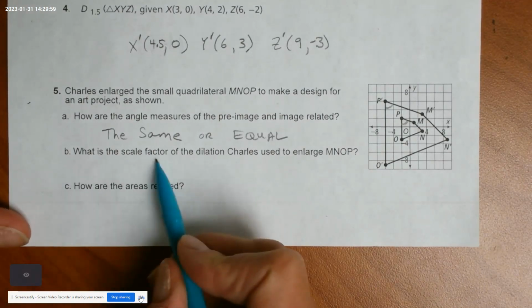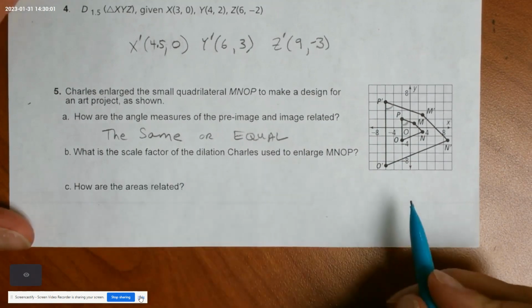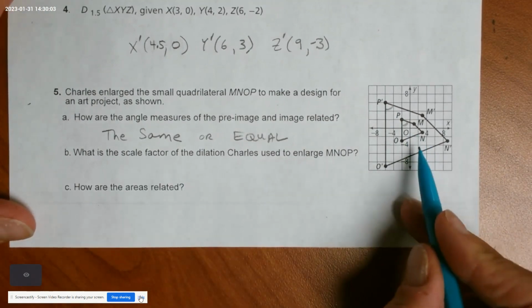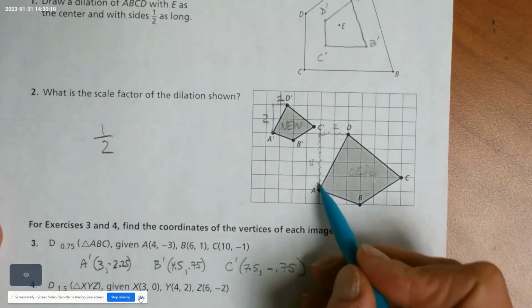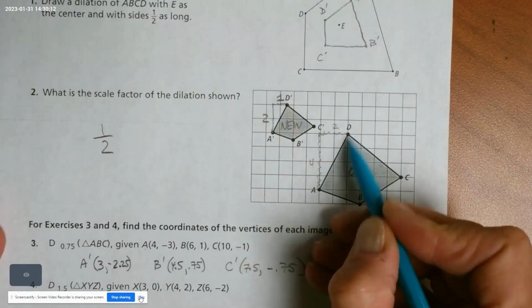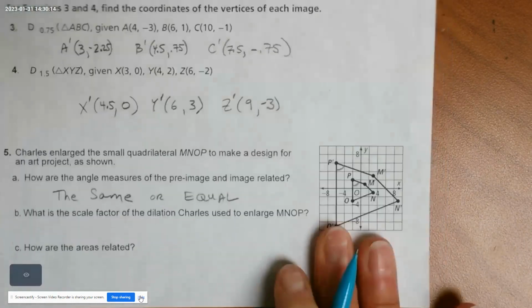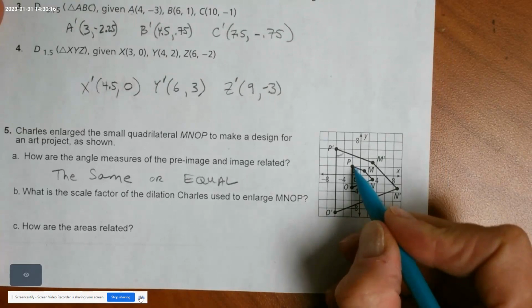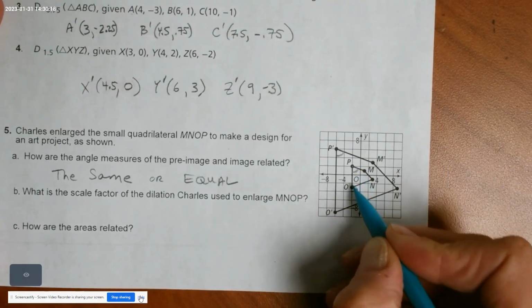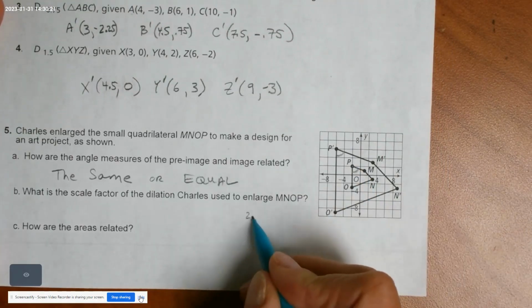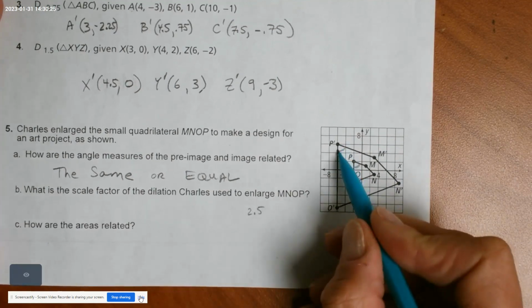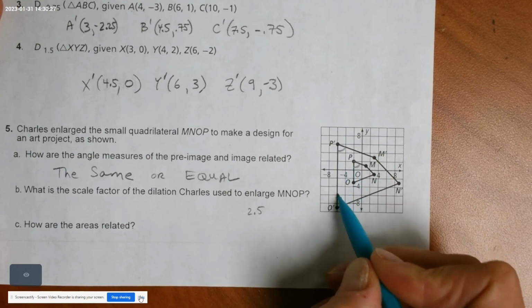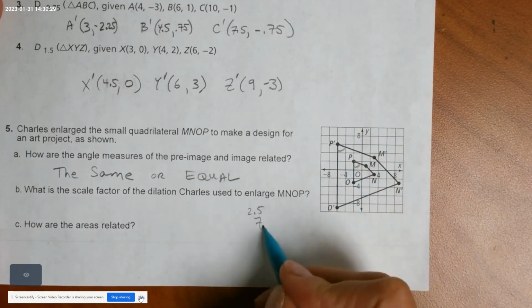It says, what is the scale factor of this dilation? So notice this has actually a nice line PO to use to calculate that, unlike this one here where we kind of had to do the vertical and the horizontal because this is slanted. Okay. With this one, we can just count from P to O. That is 1, 2.5. Write that down. And now P prime to O prime, that is 1, 2, 3, 4, 5, 6, 7.5.